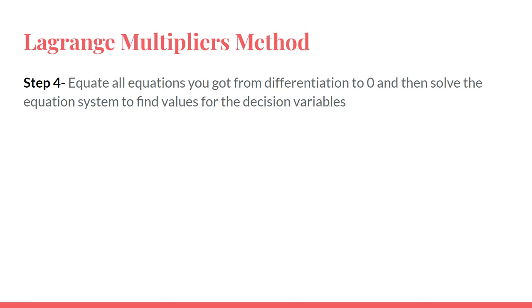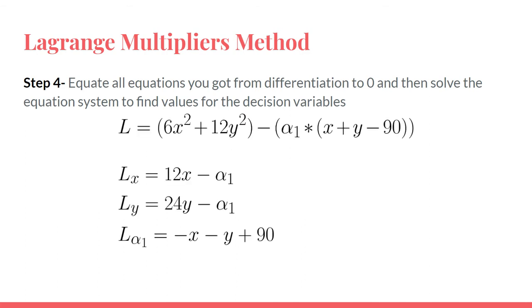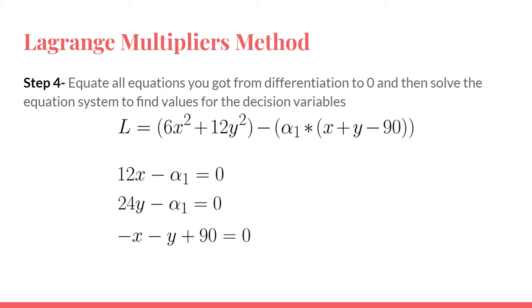On step 4, we will equate all equations we got from differentiation to 0, and then solve the resulting equation system to find values for our decision variables. So, to recapitulate, these are the equations we found from differentiation. If we equate all of them to 0, we have these 3 new equations. We will now solve this system of equations to find values for our decision variables.